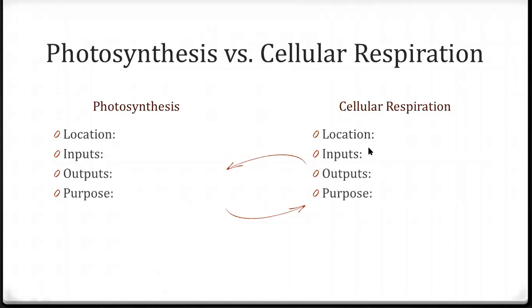In cellular respiration, that occurs in the mitochondria. Inputs are glucose and oxygen. Outputs are water, carbon dioxide, and energy in the form of ATP. And the purpose is to provide energy to your cells.